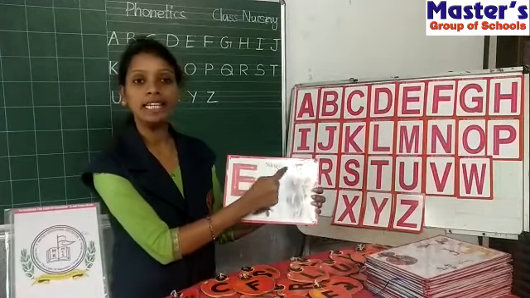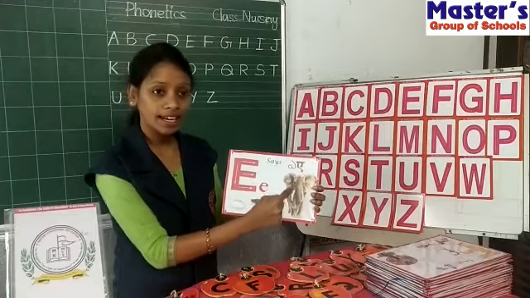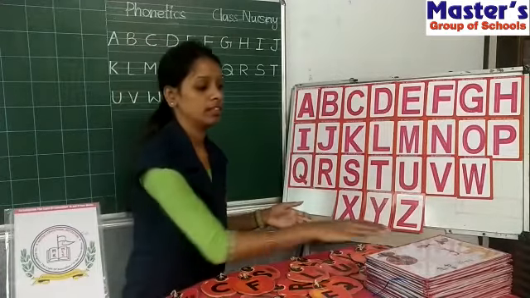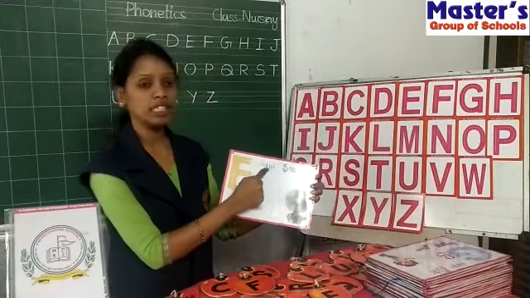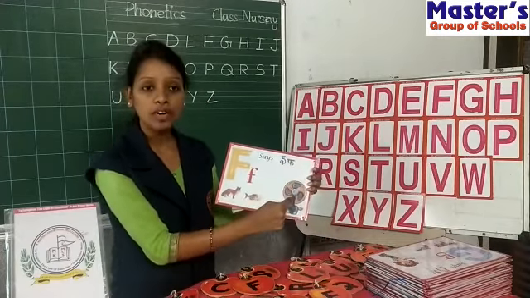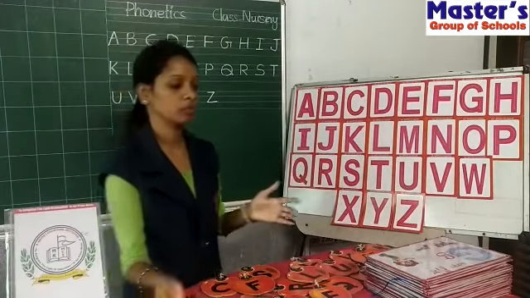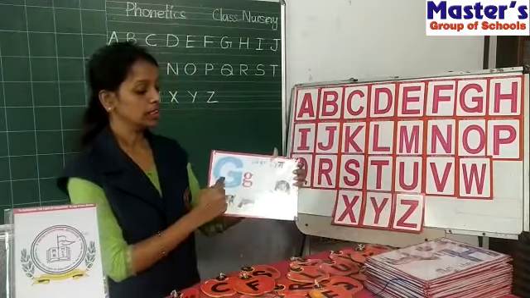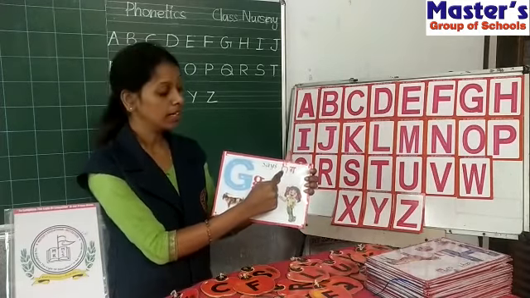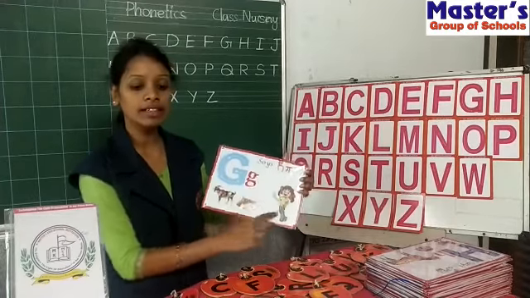E says e. E e elephant. F says f. F f fan. G says g. G g girl.